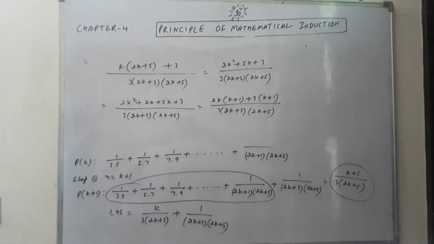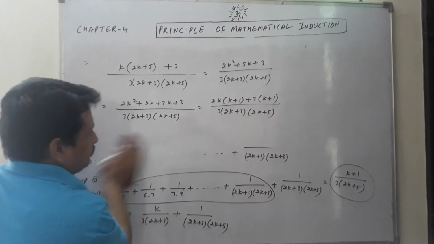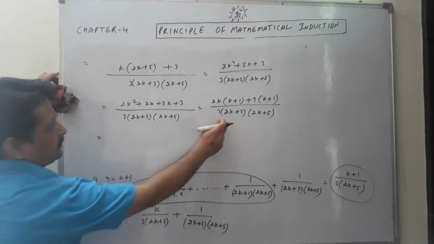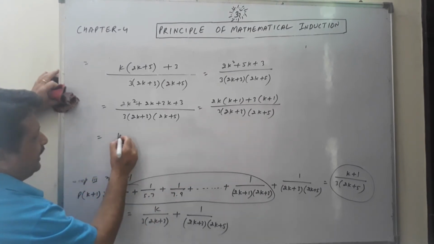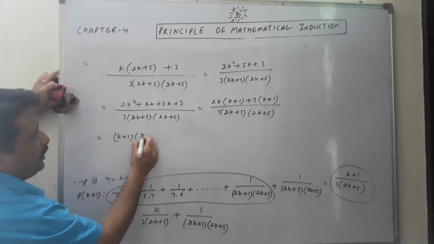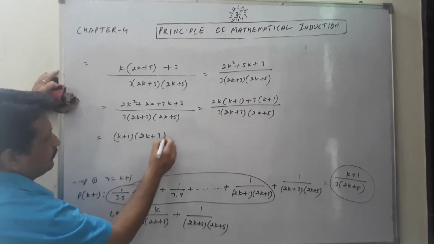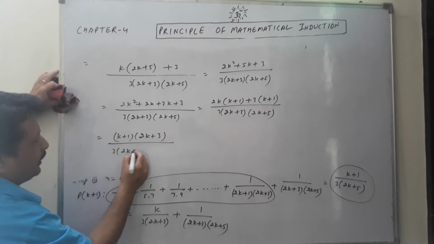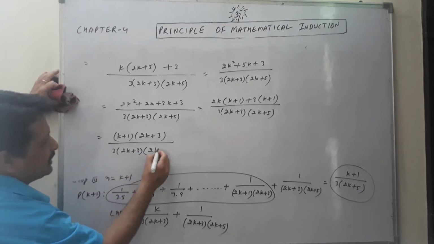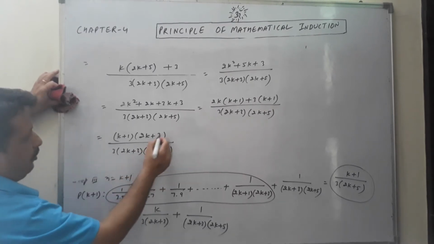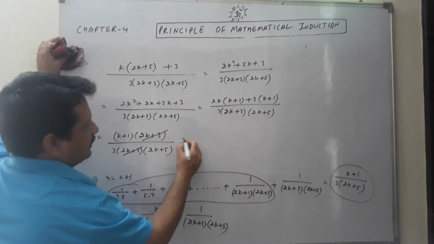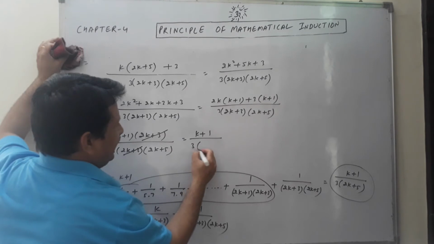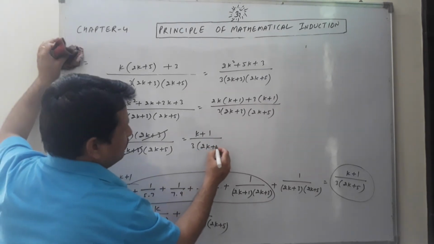Now students, what we will do? Here it will come as (k plus 1) into (2k plus 3) upon 3 into (2k plus 3) into (2k plus 5). Now it will cancel out. This will come as (k plus 1) upon 3 into (2k plus 5).